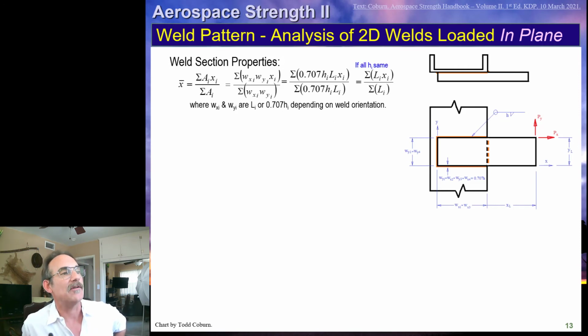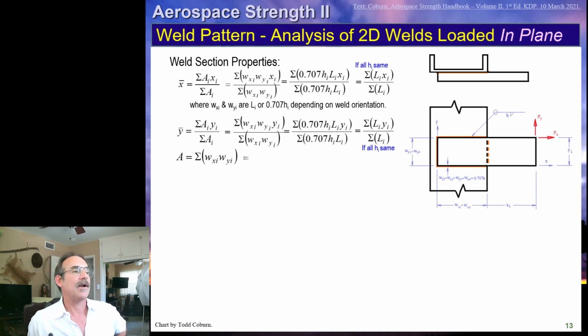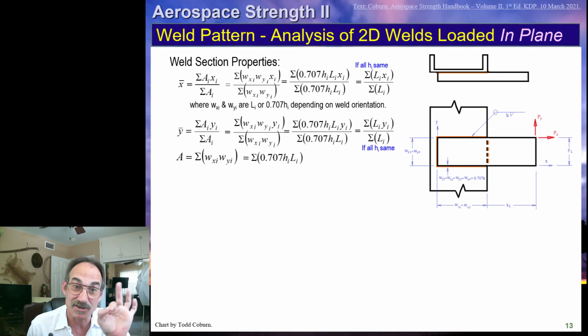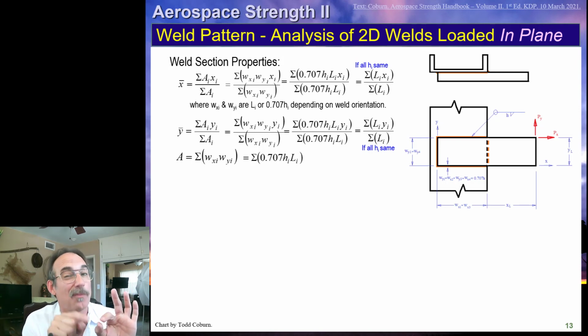You could even write it this way. If all H's are the same, you could just say it's the sum of the L's times X's over the sum of the L's. Okay. For the Y's, we're going to do that the same way and get the same thing. Once again, we're going to do this out of our table. Our areas are just written this way, and we just multiplied 0.707H times each L. Now, if our weld pattern included, let's say, a bunch of fillet welds and maybe one butt weld, then we're not going to put a 0.707 on the butt weld, right? In that case, that weld would have an area of HL. The 0.707 springs into being whenever we have a fillet weld.